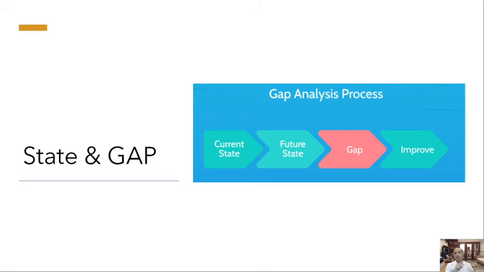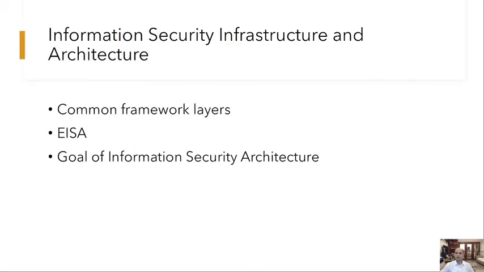Okay, so first thing we should know the current state, second thing we should know the future state, third we need to calculate the gap between them, and finally we should make a strategy to improve the same. That's what the gap analysis process is all about. So we can say where we are now is the current state, where we want to go is the desired state or the future state, and the work to be done to get from the current state to the desired state, we call it gap analysis. So that is what state and gap is.